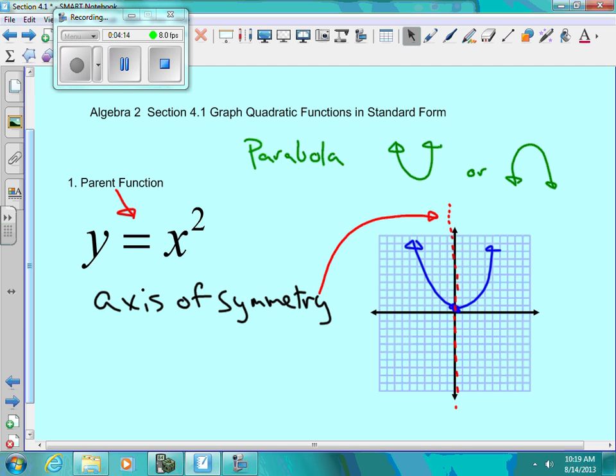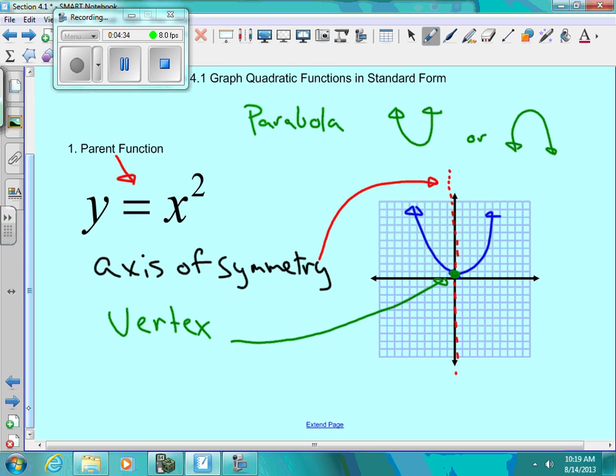We also have this point down here at the bottom, and I kind of dotted in blue. I'm going to dot in green now just so it stands out. We call that the vertex. And the vertex is the high or the low point of a graph. It's the highest of high, the lowest of low. So vertex, you may also hear it in code as the max or min. They're very similar. The vertex and max and min, they go hand in hand.